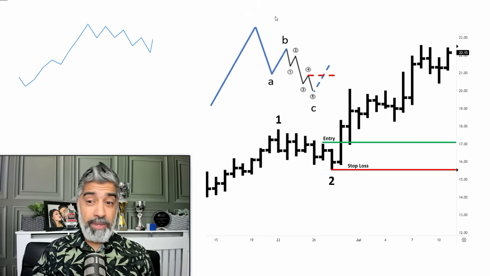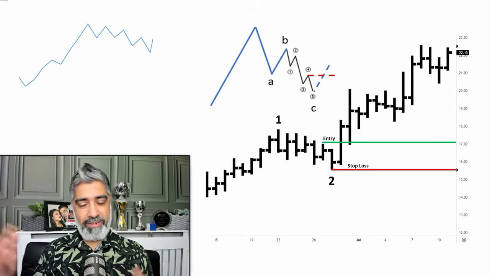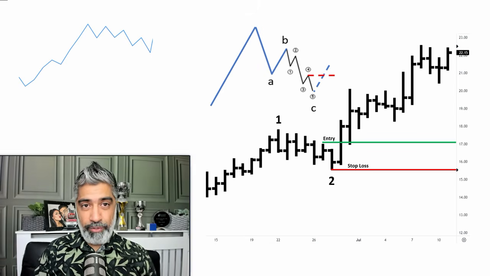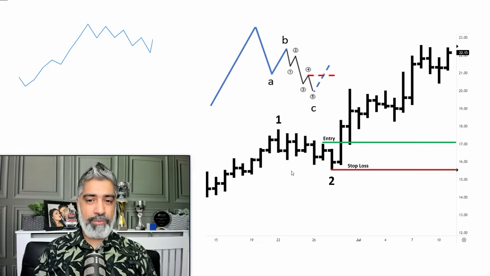Now with Solana, it moved nicely in our direction. It not only had nice follow through, it really moved in our direction, which was quite cool to see. So I'm going to go to a live chart with Solana.